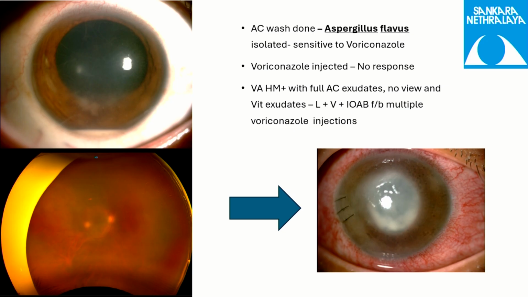From the AC wash, we picked Aspergillus flavus. Then we started injecting voriconazole. He did not improve with intracameral voriconazole also. Finally, he became hand movements. So at presentation, it was 6/6 and it became hand movements.